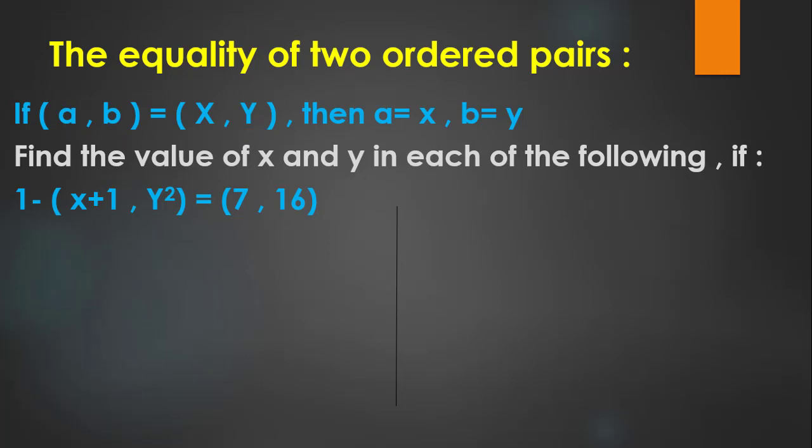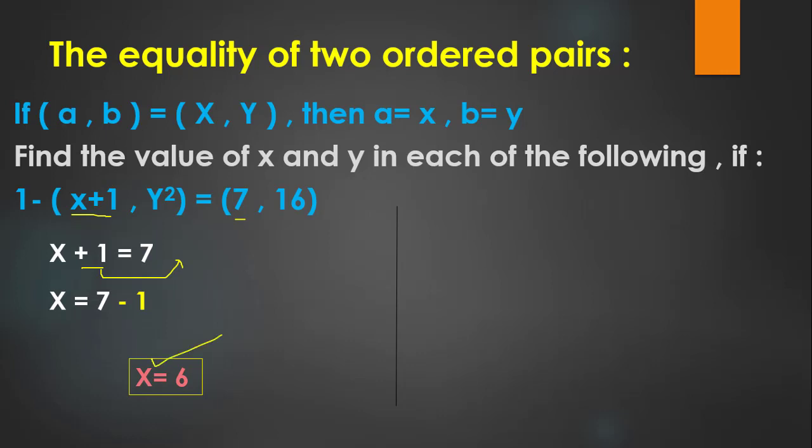We have this exercise. Find the value of x and y in each of the following. Here we have x plus 1 and y power 2 equals 7 and 16. Okay, as we said before, the first projection should be equal to the first projection. It means that x plus 1 equals 7. If you solve this equation, we will get that x equals 6. I'll move positive 1 to the other side, so it will be negative 1. So x equals 6. Okay, this is x.